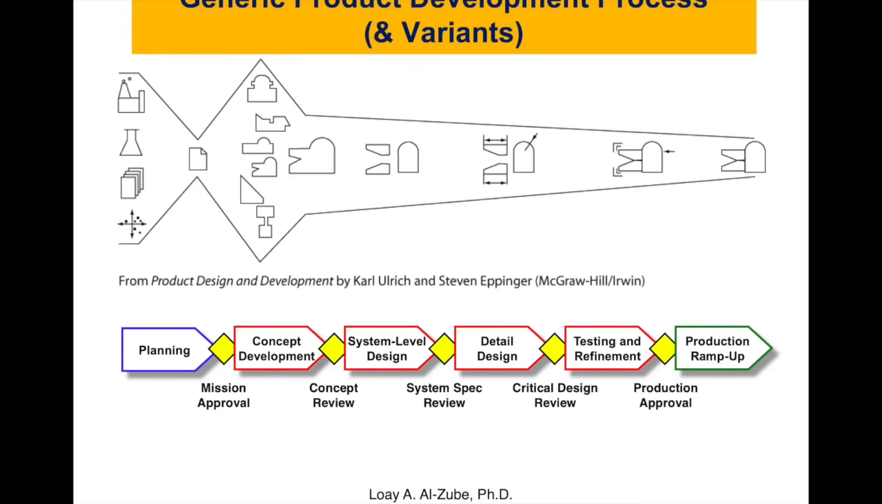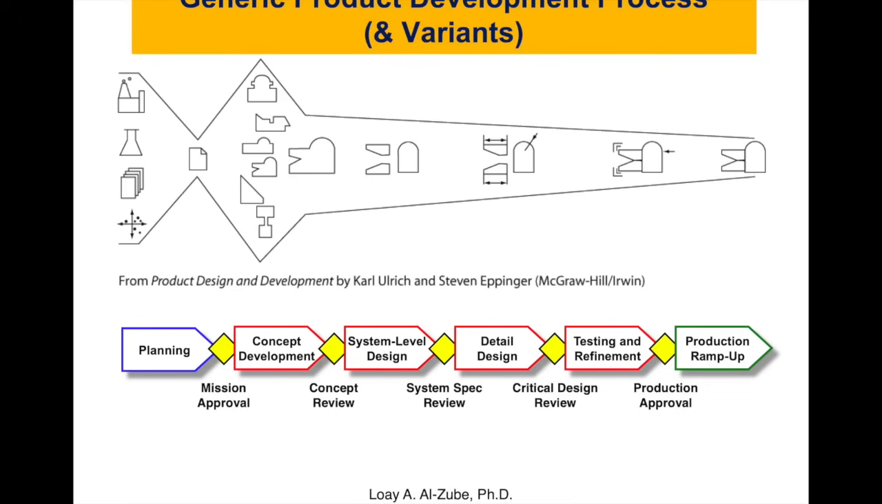Then we will go to the system level design, and we're going to get into the specifics and the components of our product, and we will be doing some initial specifications and final specifications. And that's where the detailed design comes in, and you will review your design and test and refine your product by getting feedback from users. And after all of this, if we have a successful process, we will approve the production of the product, and we will start something called production ramp up. So this is an overview.